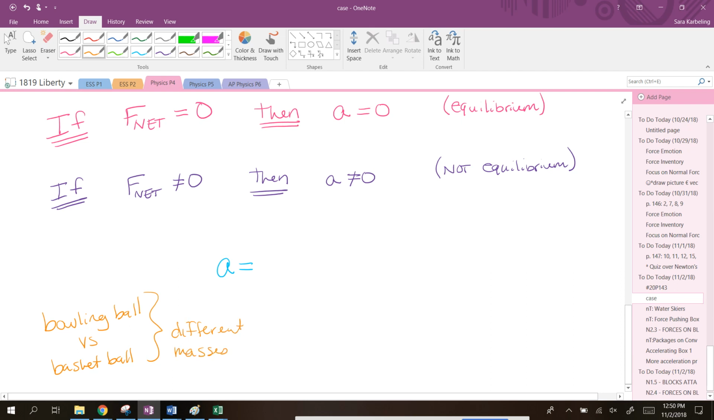What did you decide? Which one's going to hit the ground first, the bowling ball or the basketball? Again, ignoring air resistance. Any ideas? What'd you say? The same time. That is not a bad answer. That's exactly right.